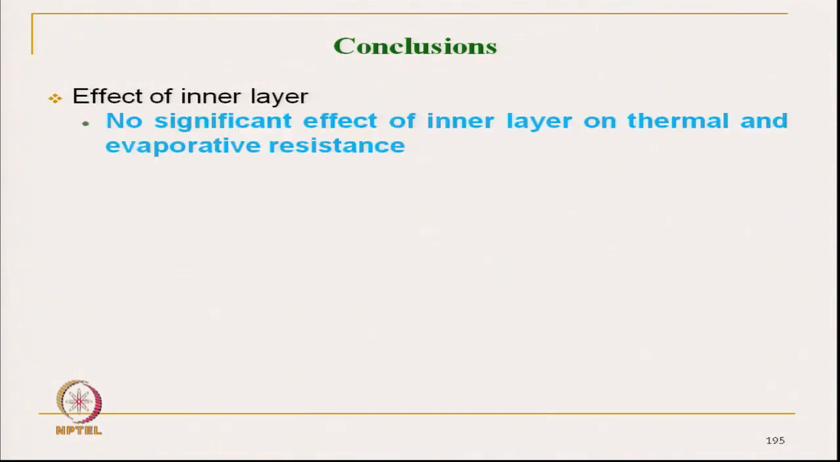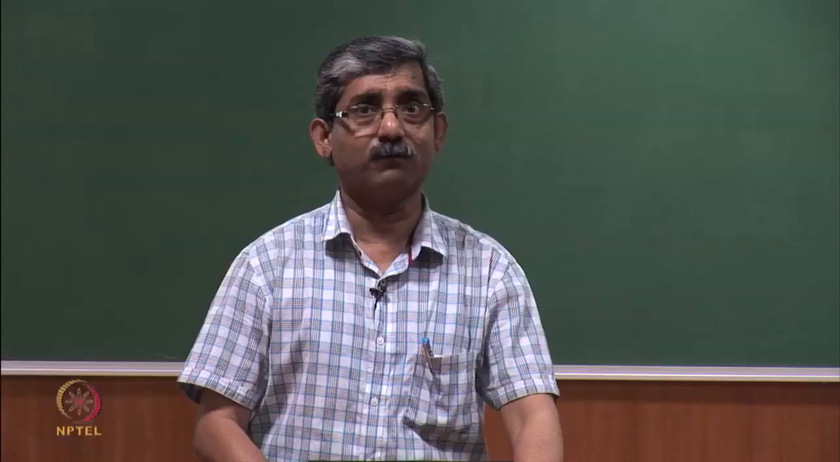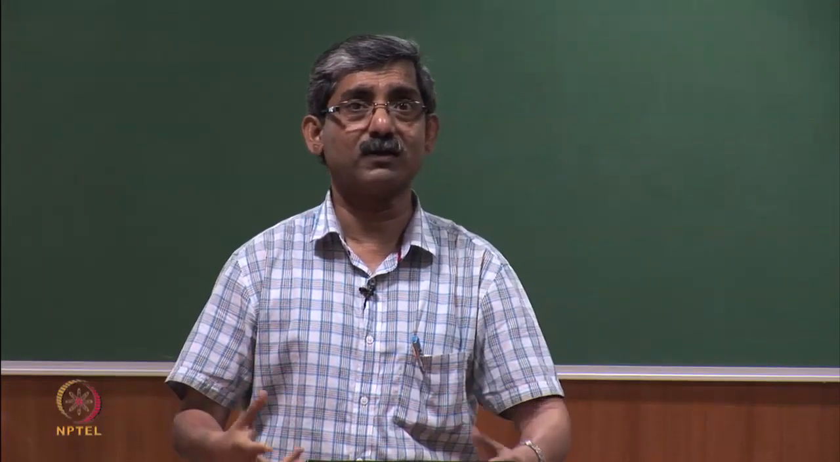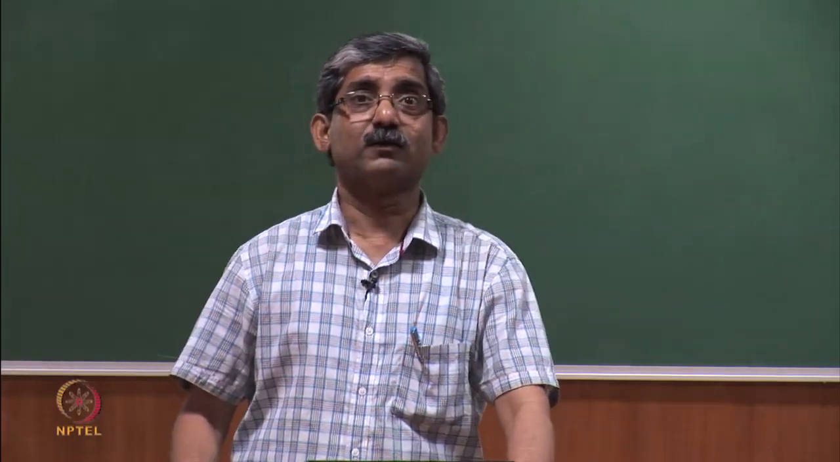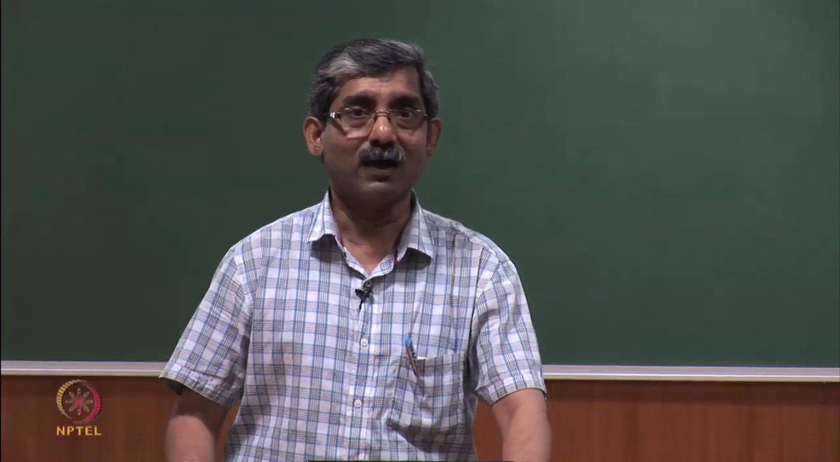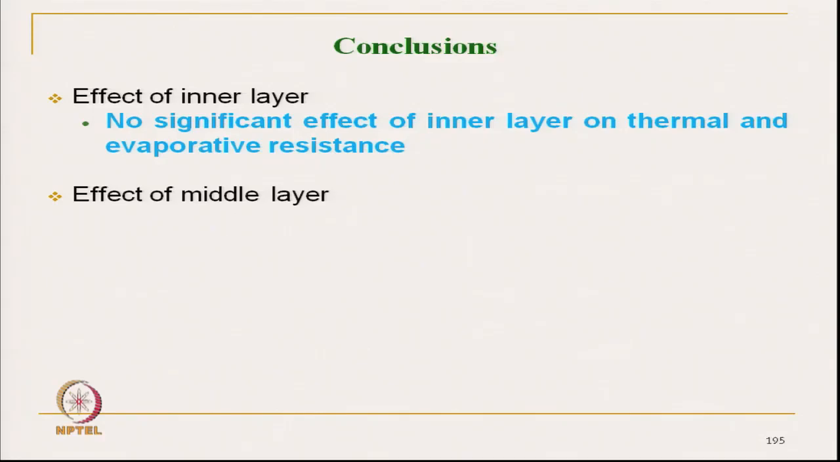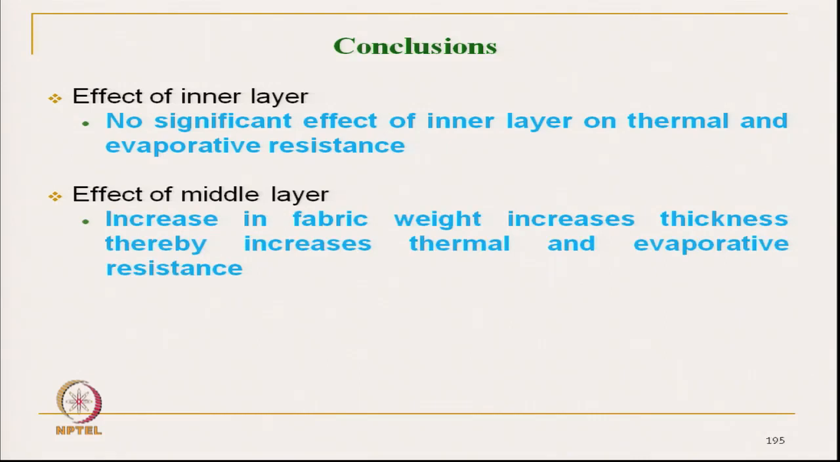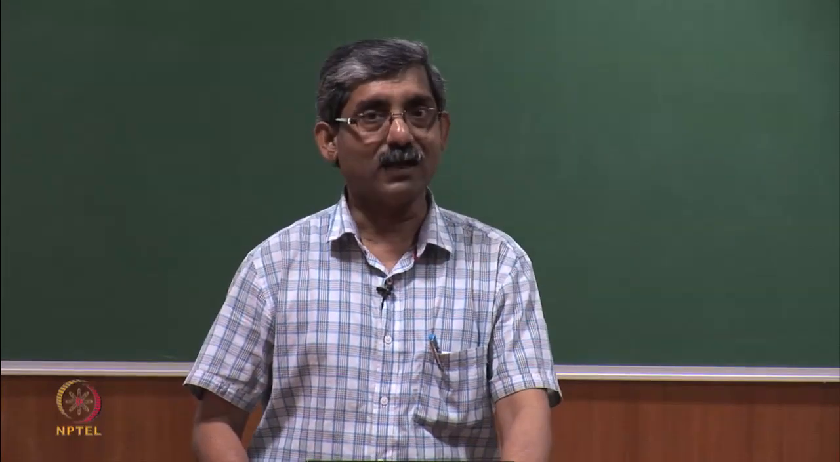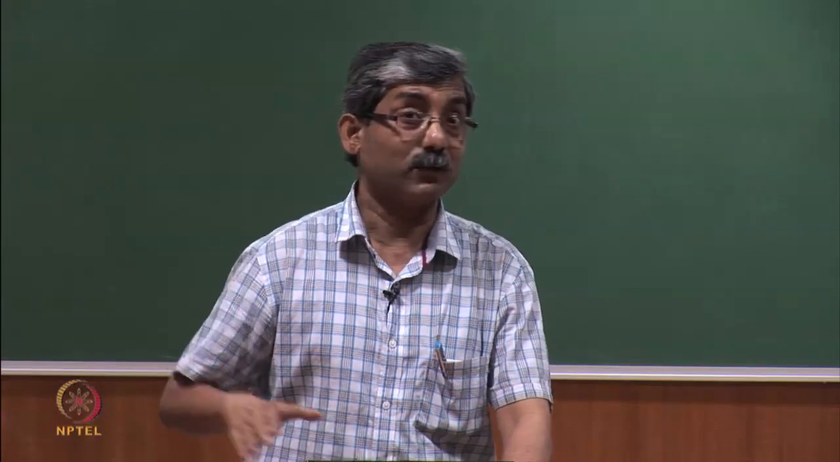On the effect of the inner layer, what we have observed is that there is no significant impact of the inner layer on thermal and evaporative resistance of the total fabric assembly, because the inner layer is an open structure single jersey knitted fabric, so its impact is least. Whereas the middle layer has a direct impact on thermal and evaporative resistance. As the weight of the middle layer increases, the thickness also increases, which controls the moisture vapor transmission.